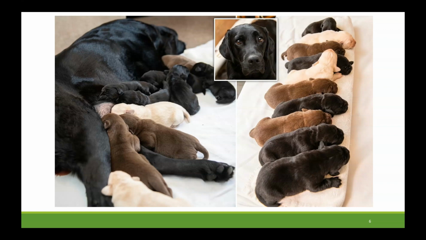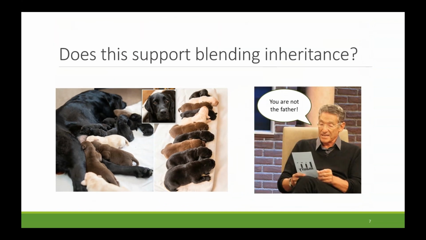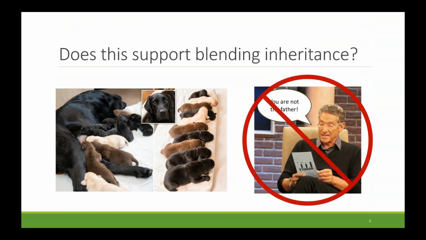So how is it possible? And no, although it is tempting, the correct answer is not that this is not the real father. These dogs are both the real parents of this litter of puppies. So naturally, we have to scrap the blending inheritance hypothesis because it simply does not hold up in instances like this.